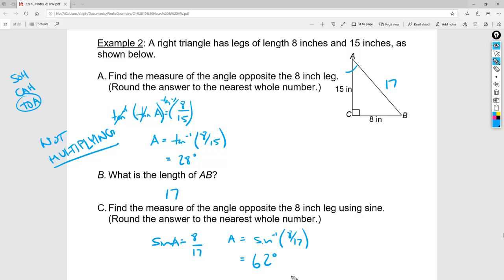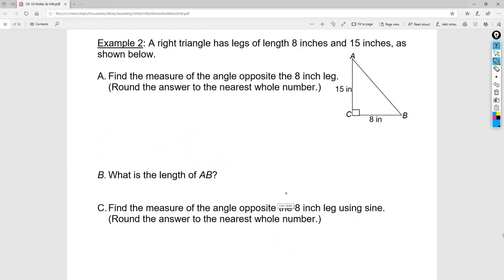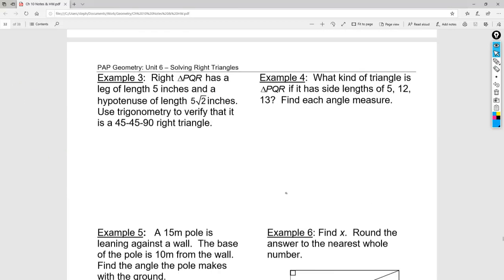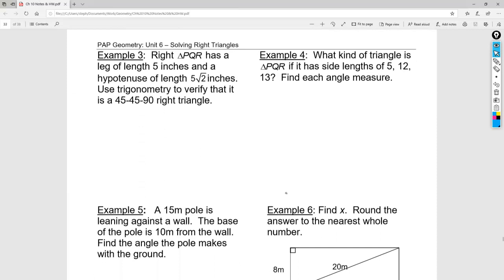Alright, if this is all confusing, totally understandable. It's a whole new operation, right? It's just like learning multiplication again for the first time. It's totally its own thing. But with a little bit of practice, I promise it'll get easier. Alright, so next example, we'll do a few more examples together, and then I will leave you to it.